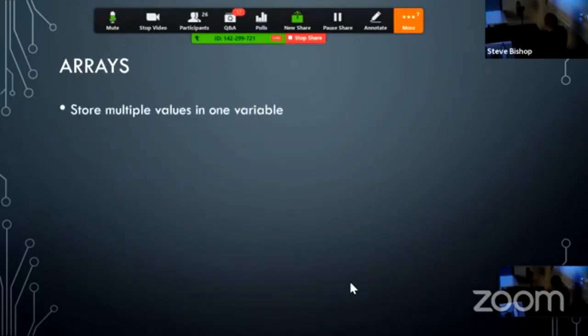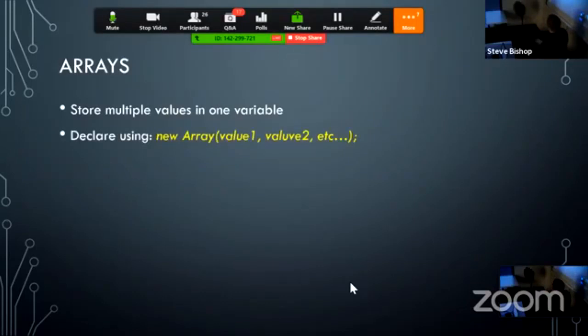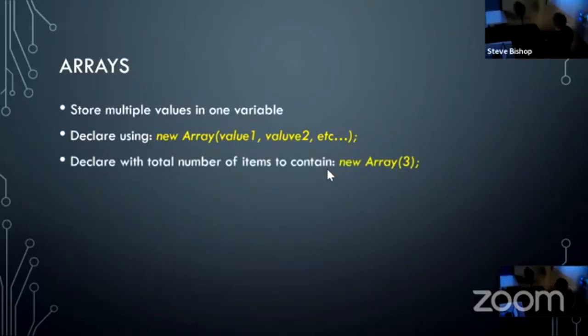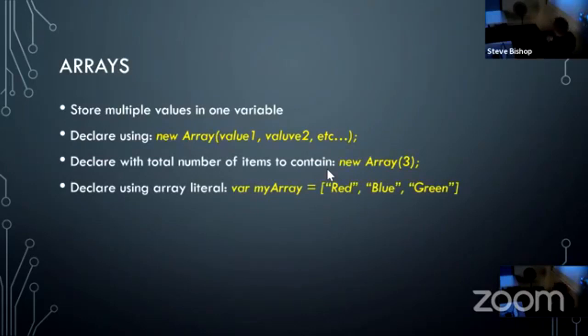Arrays store multiple values in one variable. You can declare an array using new Array, and you can just pass in the values that you want for the array. These are arguments, value 1, value 2, whatever the values are that you want to assign to that array, you just pass them in to those parentheses. Okay? You can also create an array by declaring the total number of items it is going to contain. So you could say new Array is going to have 3 items in it. And you can also declare an array literal, where you use these open and closed straight brackets.